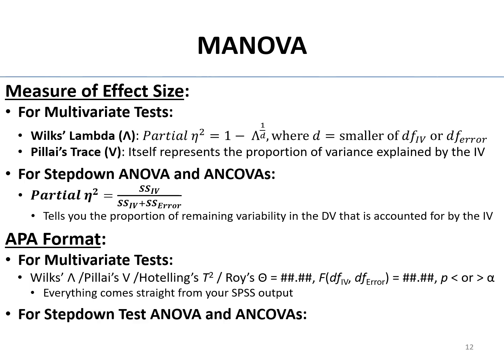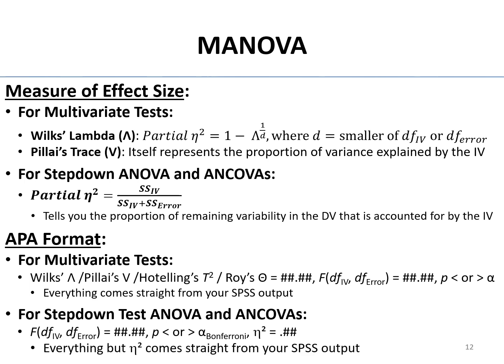For the step-down ANOVA and ANCOVAs, it's the usual, except you've got alpha Bonferroni instead of just alpha out there. So that's your F value to 2 decimals, p less than or greater than alpha Bonferroni, and then your eta squared, which is actually partial eta squared. And again, all that comes straight from your output because SPSS does the eta squareds correctly.